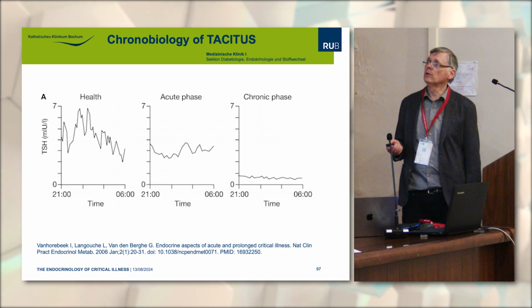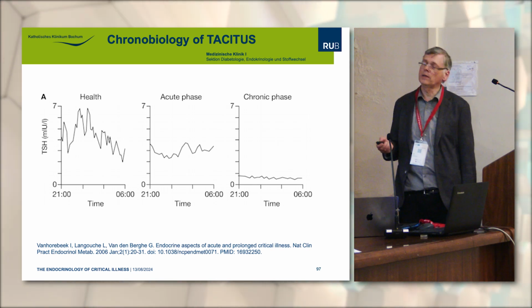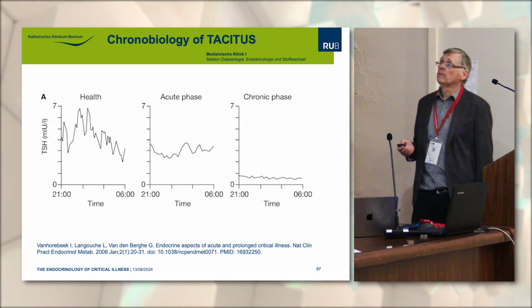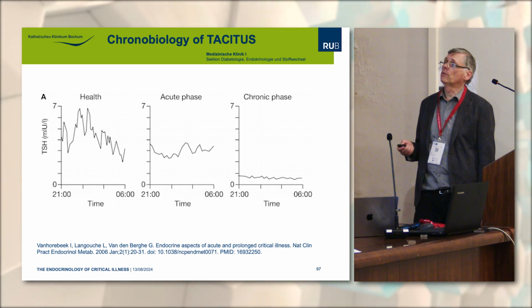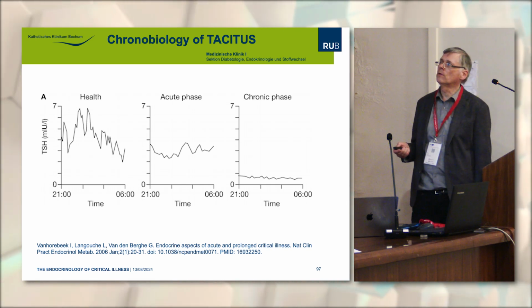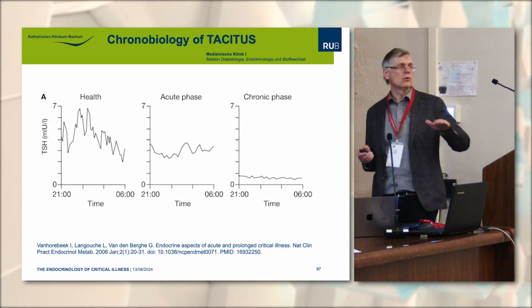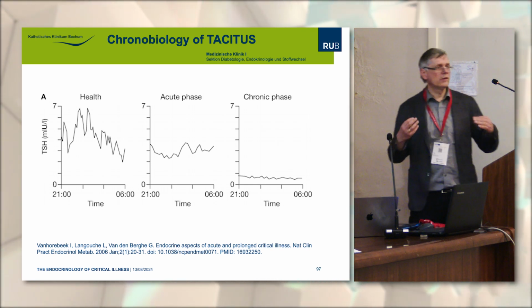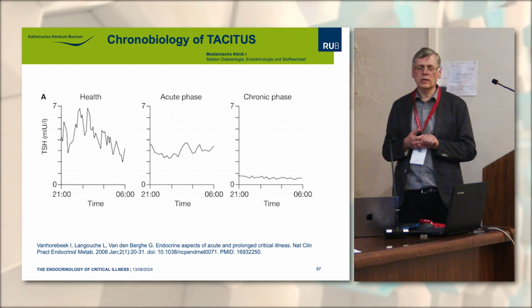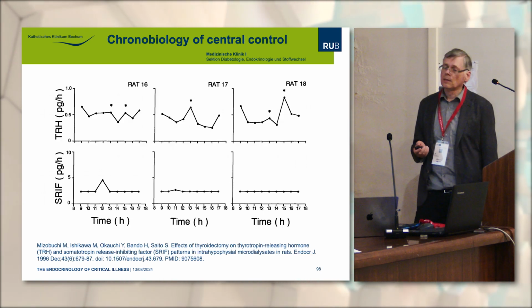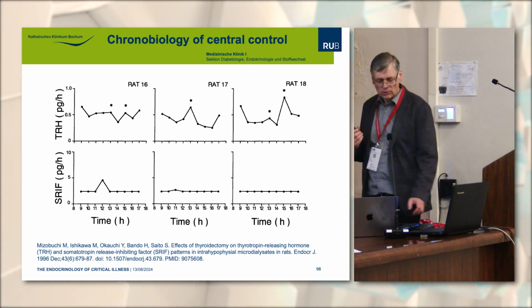And what we also know is that the pulsatile release of TSH and the upstream controlling hormone TRH is lost in critical illness. So normally we see this pattern over time, and in a severely ill subject, we have not only a low concentration, but also the pulses are lost. But we don't understand this up to now. And this is for TRH, the same pattern. And now we have developed a new theory.